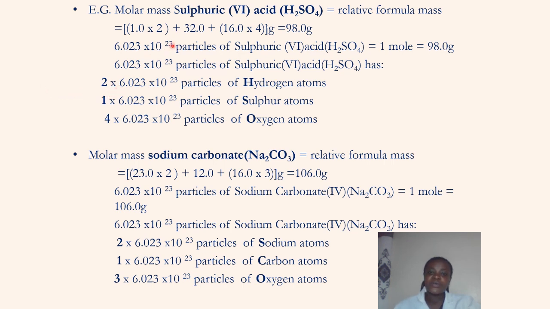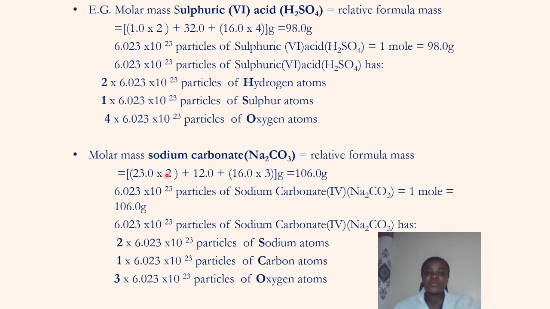If we want to get the particles of sulfur atoms, we take the number of sulfur atoms here, which is 1, so we multiply 1 times 6.023 times 10 raised to the power 23, and similarly for oxygen, it is 4 multiplied by the same. I hope you are still following, and now with this last example, we can fully understand what is going on.